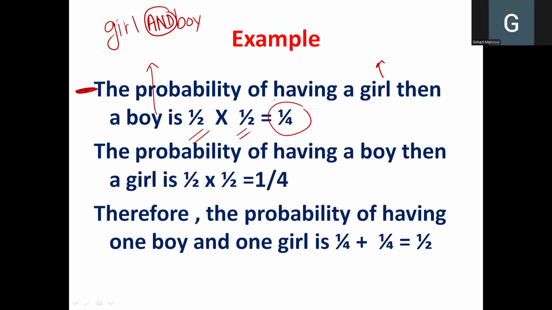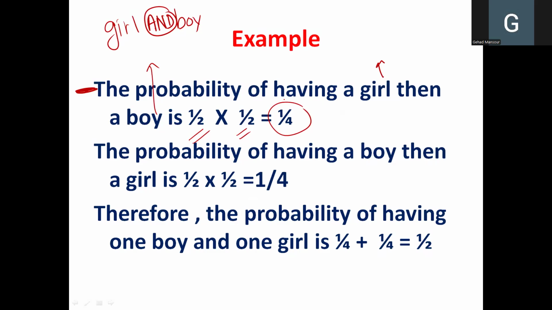So don't be confused. We will take every statement alone. In the first statement, I had a girl and then a boy. So I had both, but in two separate childbirths. So I am restricting the probability, a girl and then a boy. The probability of the first is a half. The probability of the second is a half.